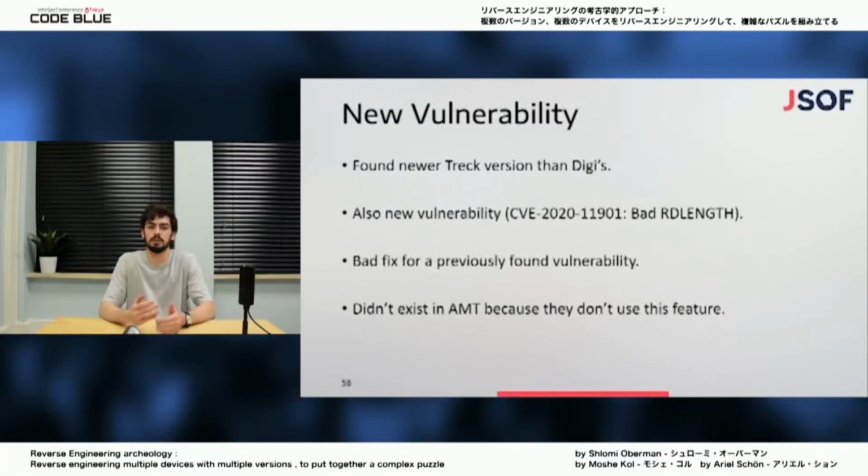So when we reverse engineered, we found on the device a newer version of Treck than the one we found on the Digi device Moshe talked about earlier. And in this version, we also found a new vulnerability of the CVE-2020-11901 family of vulnerabilities, and we call this one the Bad Arduac vulnerability, which essentially results from a bad fix of a previous vulnerability in the same family. This vulnerability did not exist in Intel AMT simply because they turned off this feature, so the code is not there, it's not used.